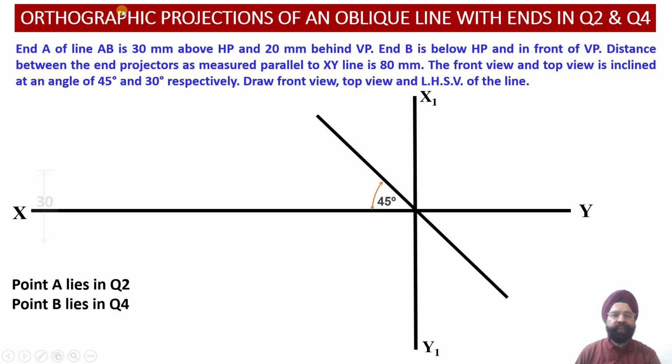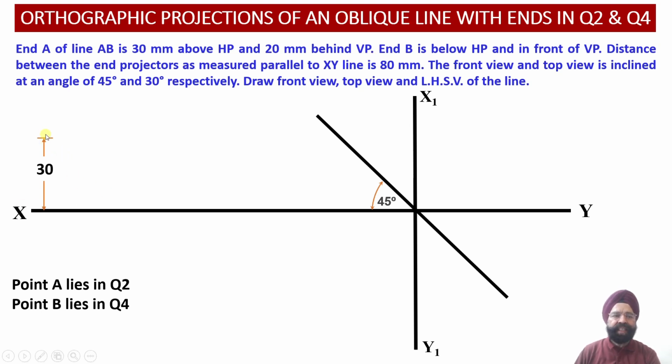Now let us start with the construction of the orthographic projections corresponding to the end A of the line. We have been provided with the information that end A of the line lies 30 millimeter above the horizontal plane and 20 millimeter behind the vertical plane. It means that end A lies in the second quadrant. Whenever any particular point lies in the second quadrant, its front view as well as the top view projections will be constructed above the XY reference line.